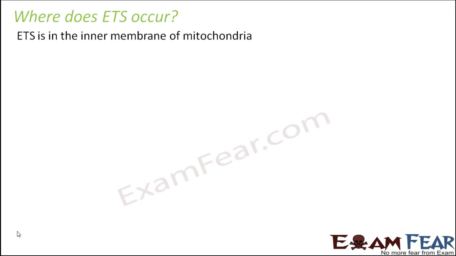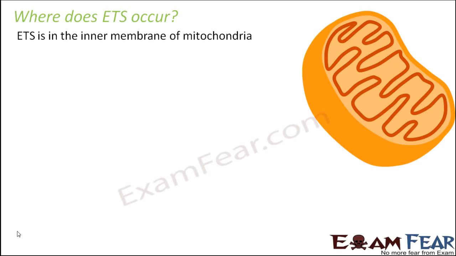Now the question is, where does the electron transport system occur? Glycolysis happened in the cytoplasm. Krebs cycle and pyruvate oxidation both happened in the matrix of the mitochondria. So where will this happen? Here ATP will get synthesized. We all know mitochondria is the powerhouse of the cell, so ATP synthesis has to happen in the mitochondria. If you want to be even more precise, you can ask where exactly in the mitochondria. This will happen in the inner membrane of mitochondria.